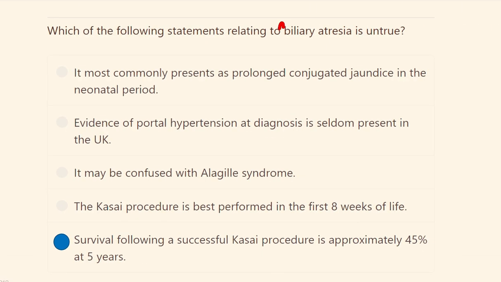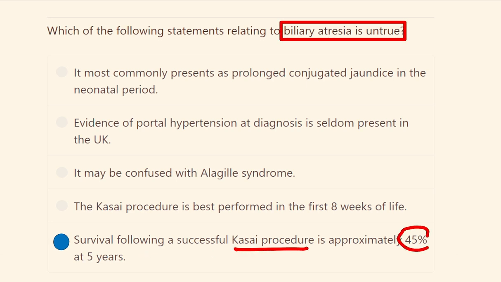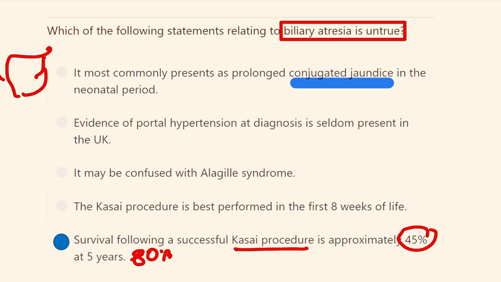So which is not true, or which is false, regarding biliary atresia? Survival following a successful Kasai procedure being 45% is not true, because after the Kasai procedure the survival rate is 80%, not 45%. Other options: it commonly presents with prolonged conjugated jaundice. We know it is true, because when it goes to the liver, the unconjugated bilirubin is converted into conjugated bilirubin, so the blood level of conjugated bilirubin is very high.